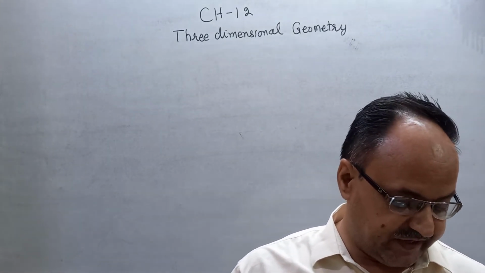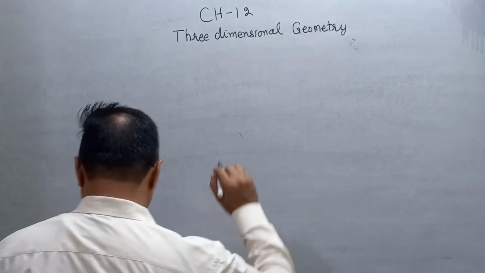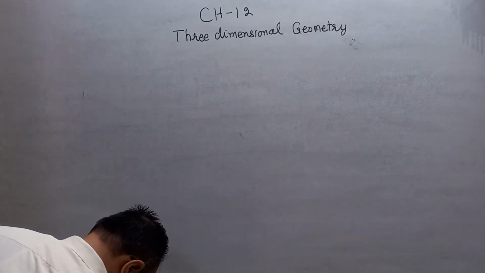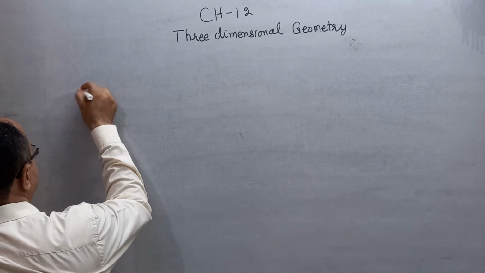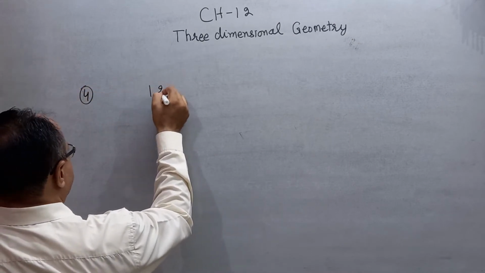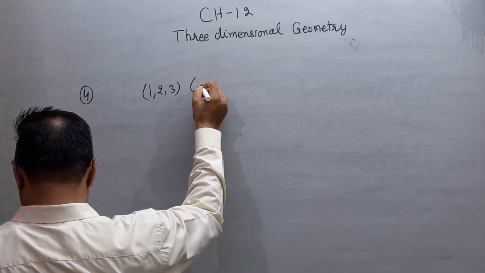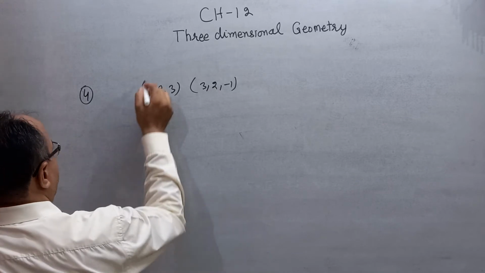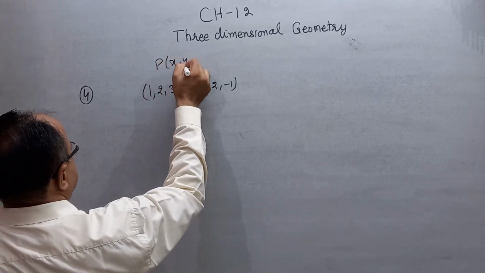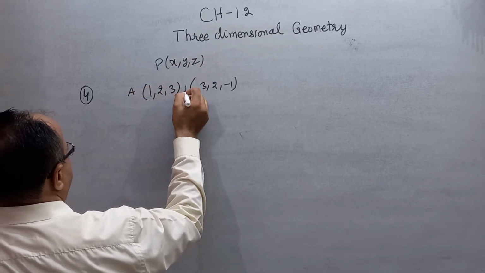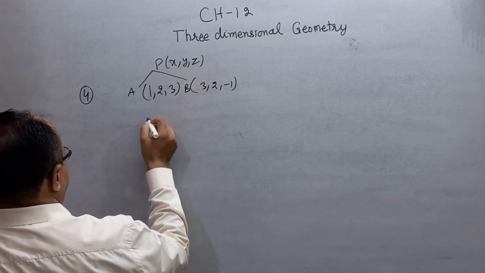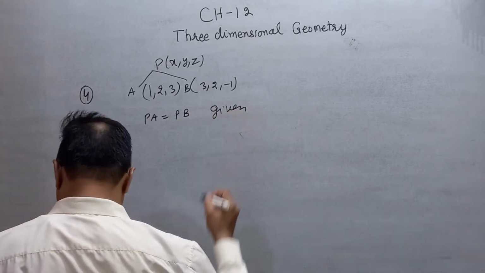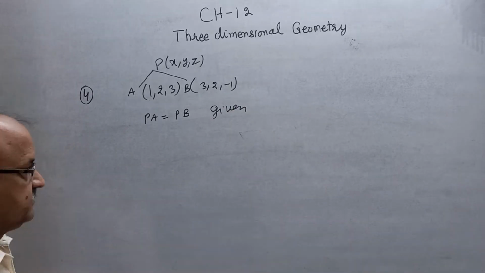Question number 4. Find the equation of the set of points which is equidistant from these 2 points. You know that A is (1, 2, 3) and B is (3, 2, minus 1), and take any point P (x, y, z). P is equidistant from A and B. Therefore, PA is equal to PB, given. With the help of this, find the equation.